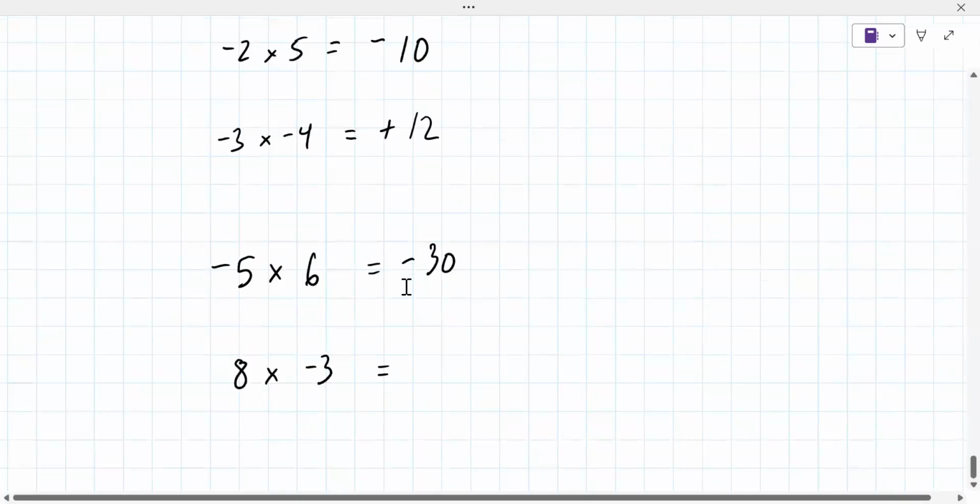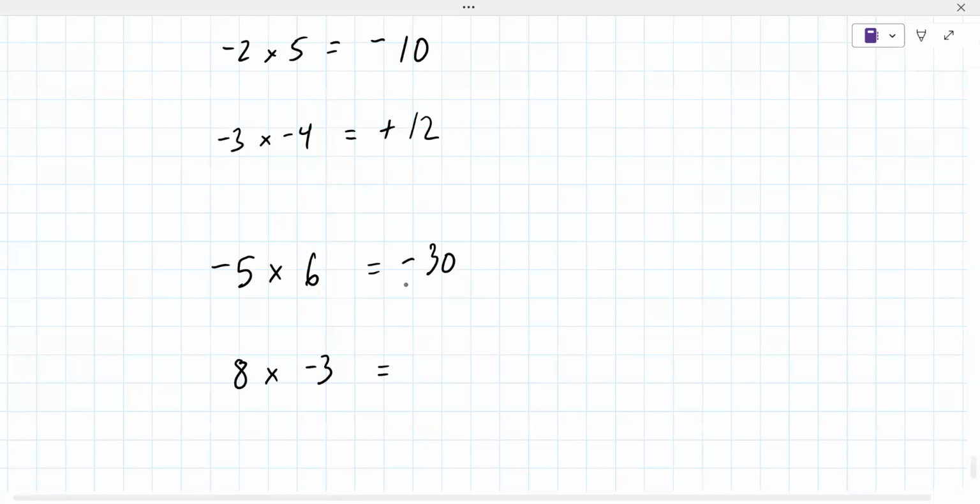How about 8 times -3? Different signs. So that would be a negative. And then 8 times 3. 8, 16, 24. I'm thinking of 7. So we gotta get you more solid on your multiplication tables.